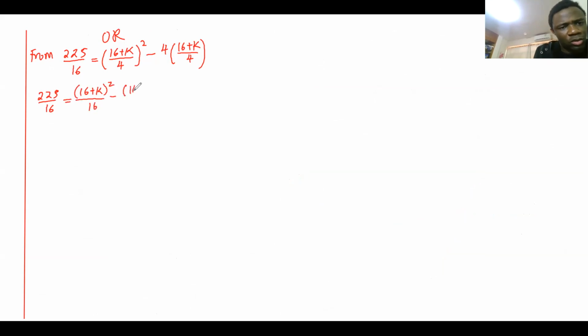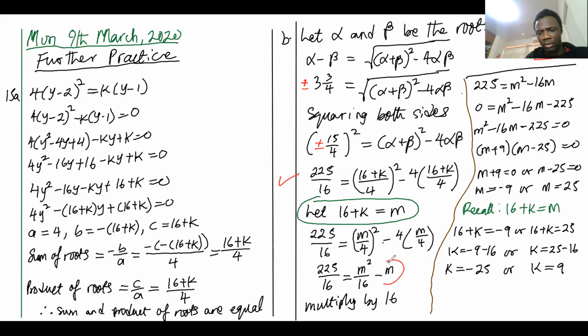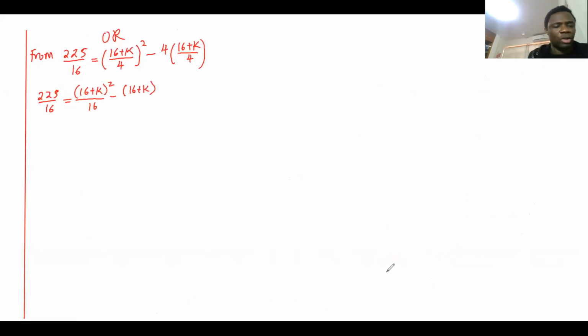So then this will contain the bracket. Can you see? Unlike here, it was just a single term, so it was easy. But here is a binomial, so you have to be very careful. So we can multiply by 16.